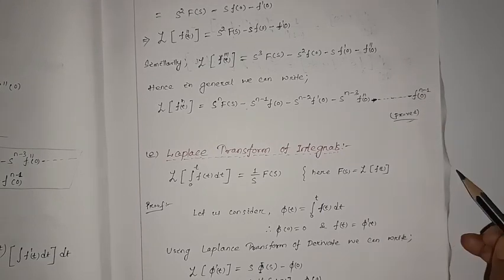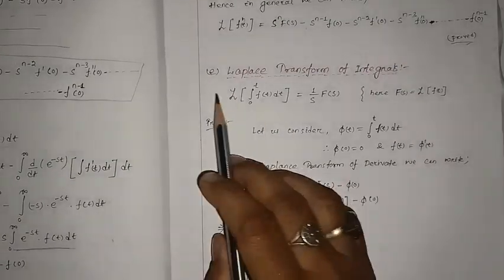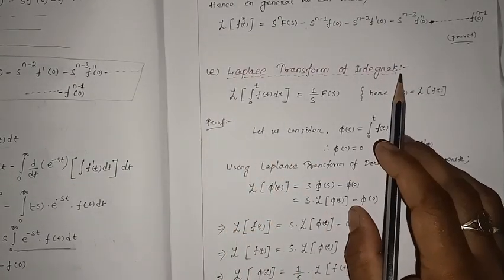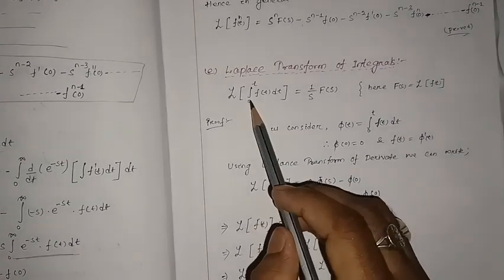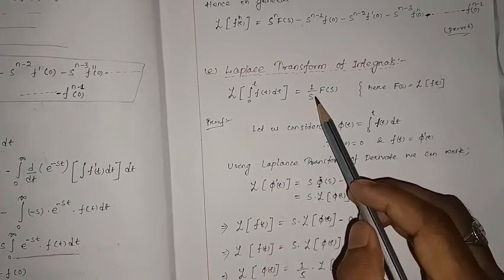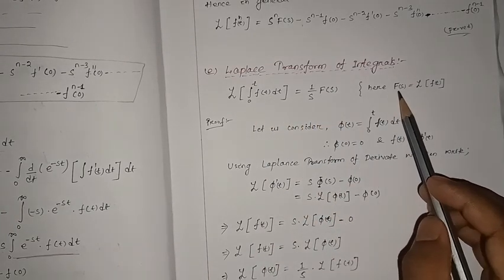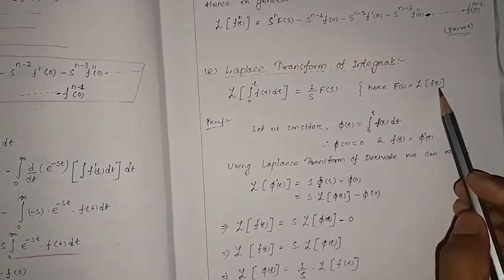Okay, so right now we are going to go for the Laplace transform of integrals. Suppose we have an integral from 0 to t of f of t dt. Then the Laplace transform of this integral will be 1 by s times capital F of s, where capital F of s is nothing but the Laplace transform of f of t.